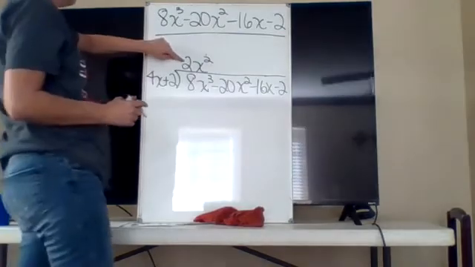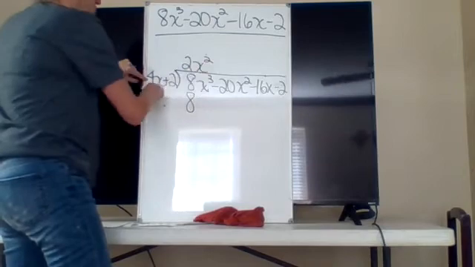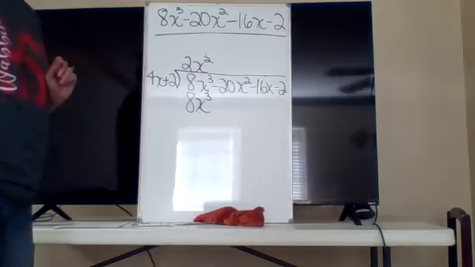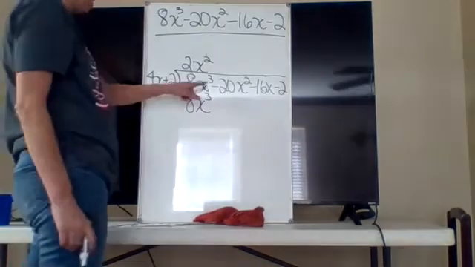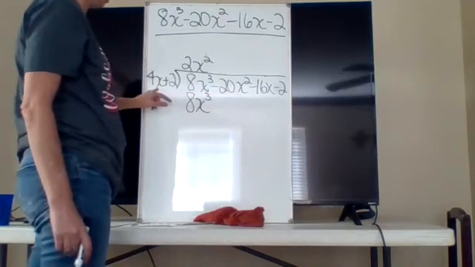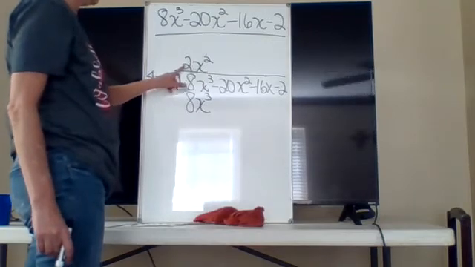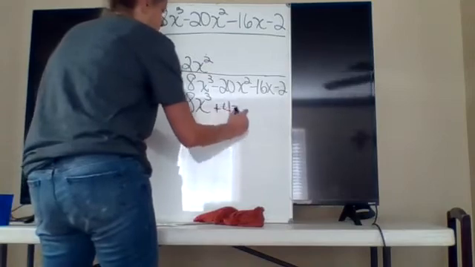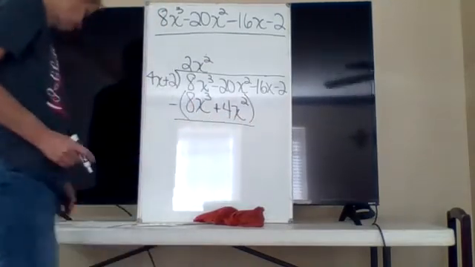So let's see. 2 times 4 gives me 8. The x squared times x gives me x to the third. Then what do you have? Then you have, let's see, what do we need to do? 2x squared times positive 2. So 2x squared times positive 2 is positive 4x squared. Then you're going to subtract this.